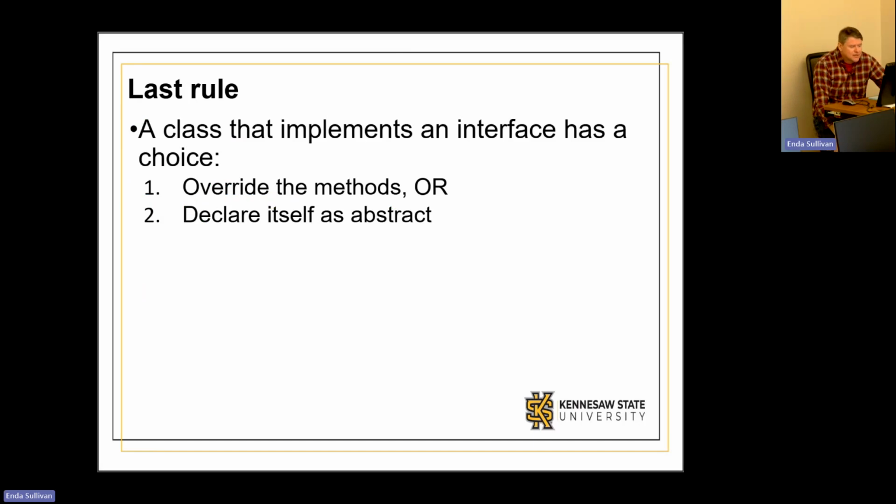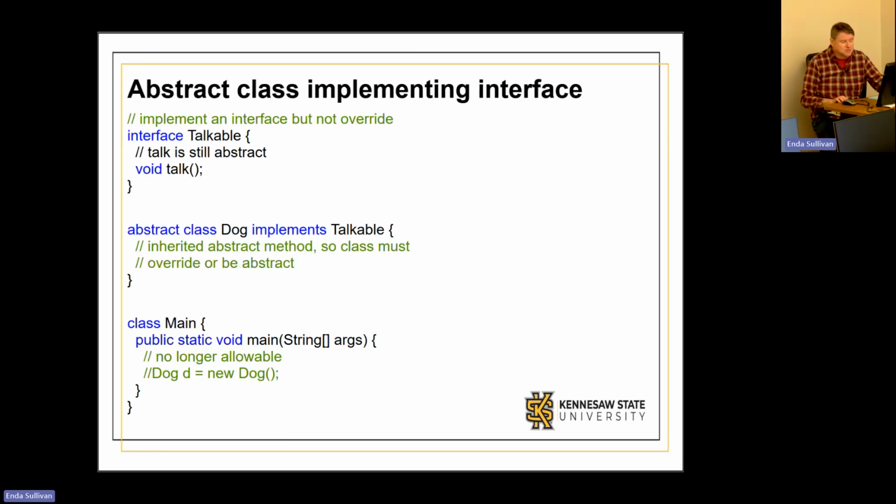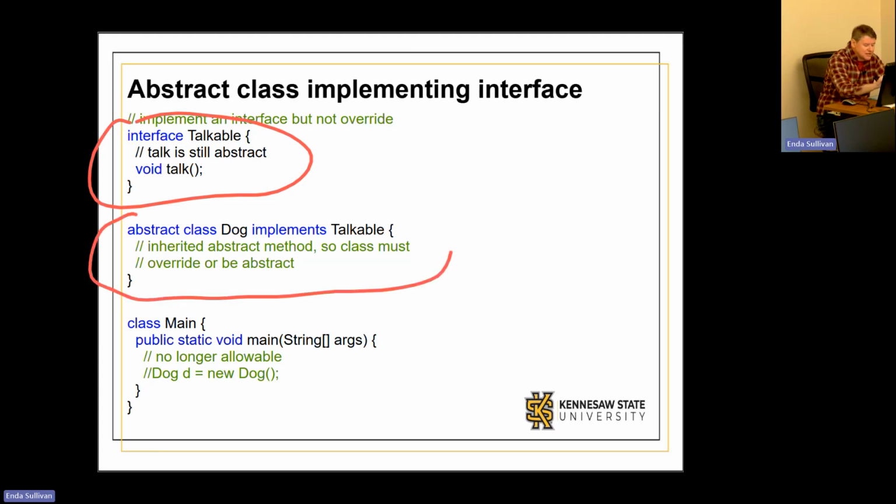All right, so the last rule: a class that implements an interface has a choice. Either it must actually declare concrete versions of all the methods, or it can declare itself abstract, just like we were talking with abstract classes. So it's possible for one class to not implement all of the methods and just pass it on to the child. And so here's an example of that. So we have our interface Talkable, which still requires a talk method. And then we have an abstract class Dog, which implements Talkable.